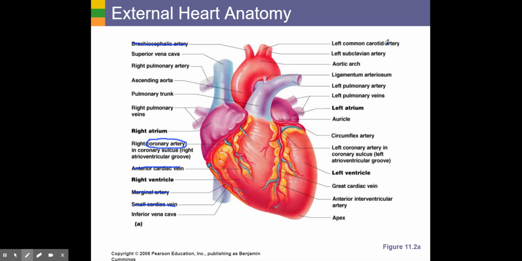Okay. Over on the left side, then we can take out the left common carotid. All right, we can take that one out. We could also take out the subclavian. We're going to leave in the aortic arch because that's the portion up here at the top. We can take out this ligamentum arteriosum.